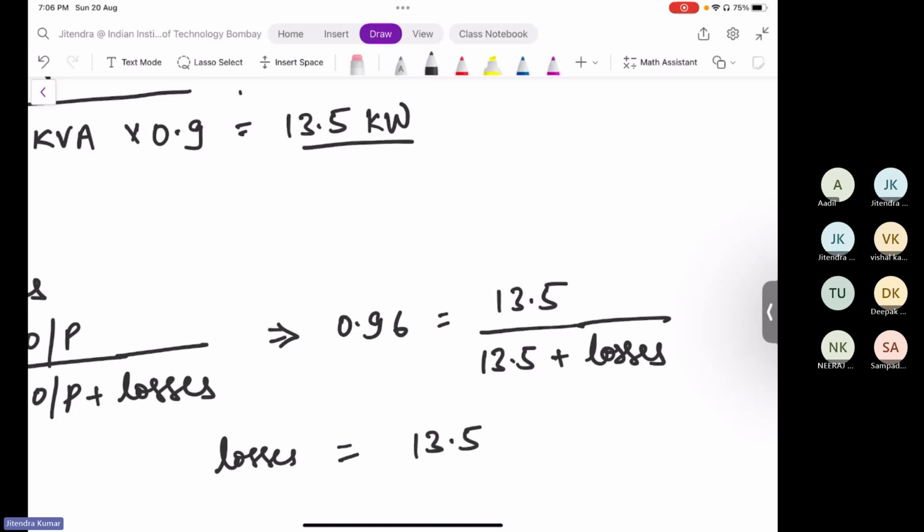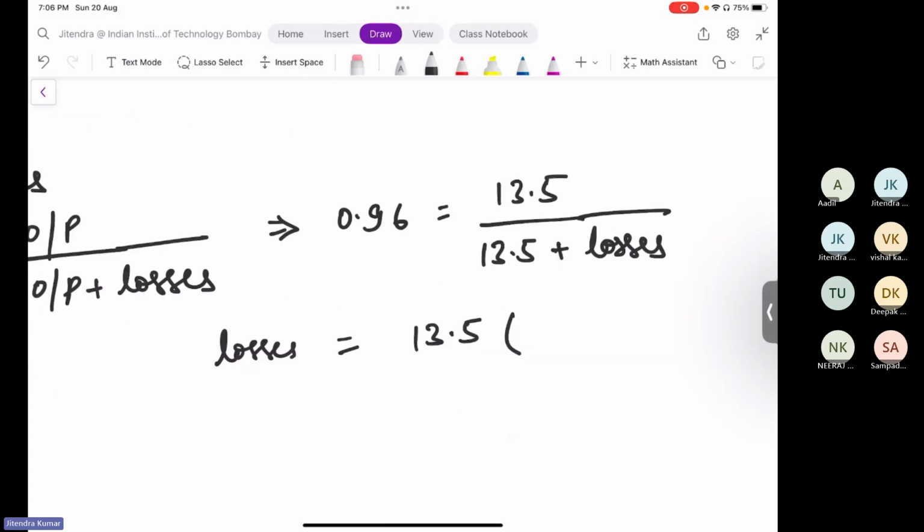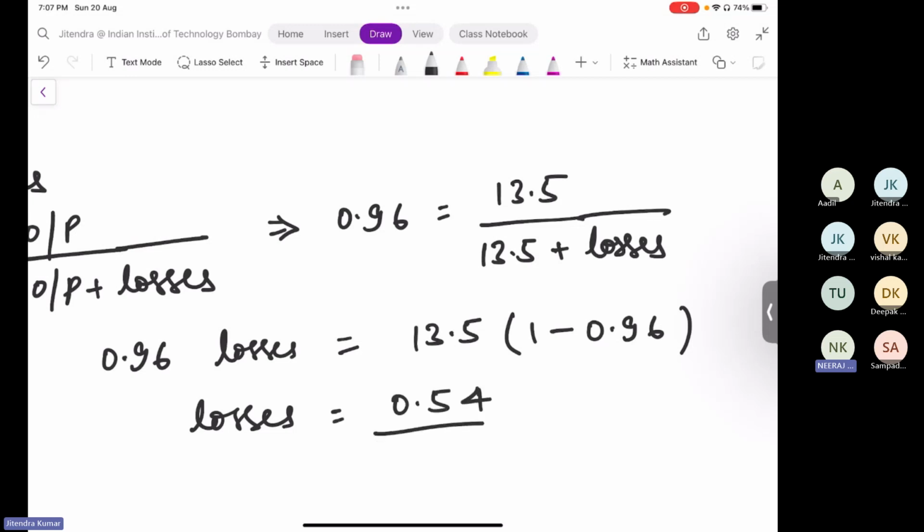$13.5 into 0.96 losses equal to 13.5. 1 minus 0.96 losses, 0.04 into 13.5 divided by... Sir, 0.5625. 0.5625 kilowatt.